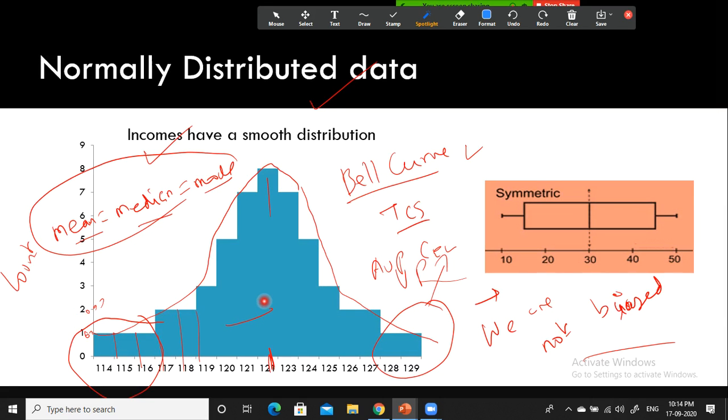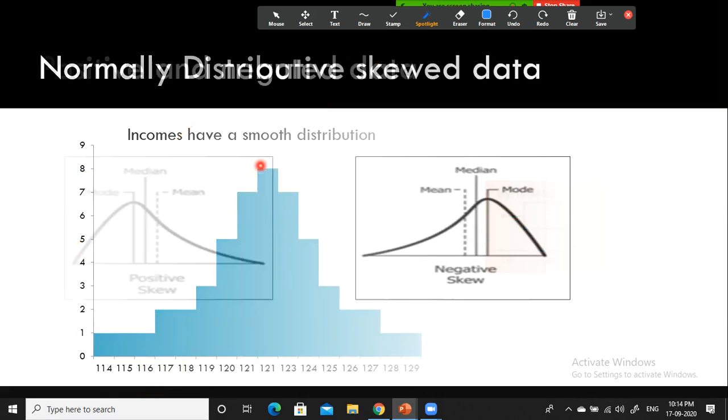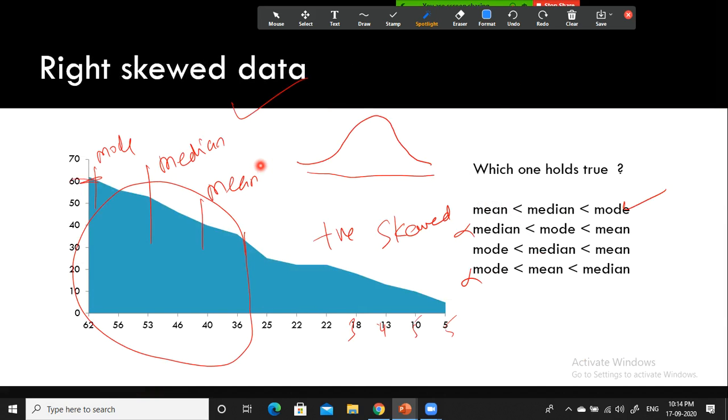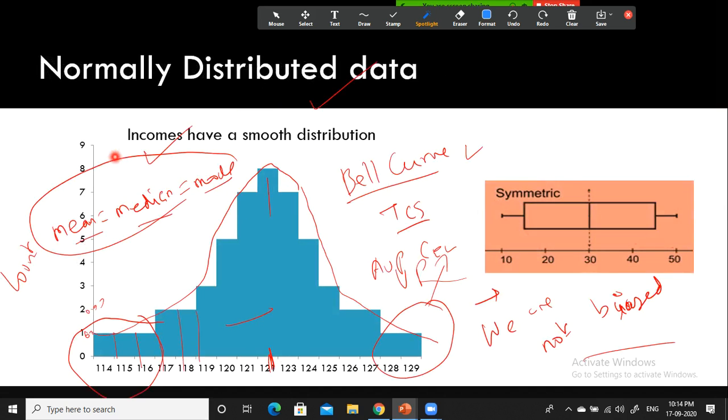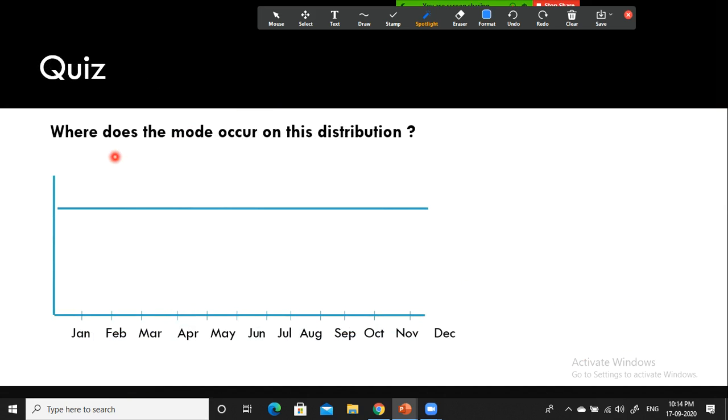If you look at this, the mode is the most frequently occurring value, which is the tall bar. Here, the tall bar is the mode. But now you tell me, where is the mode here? This is called uniform distribution.